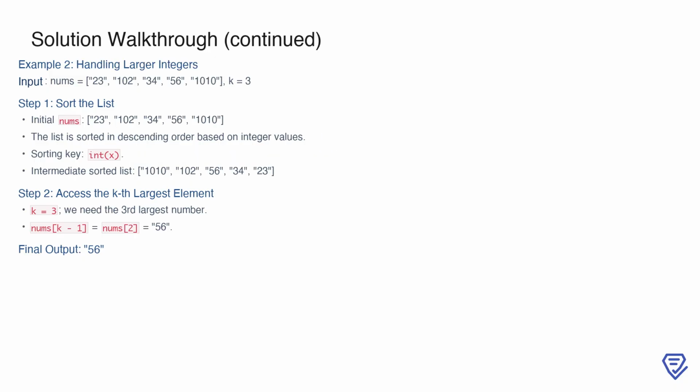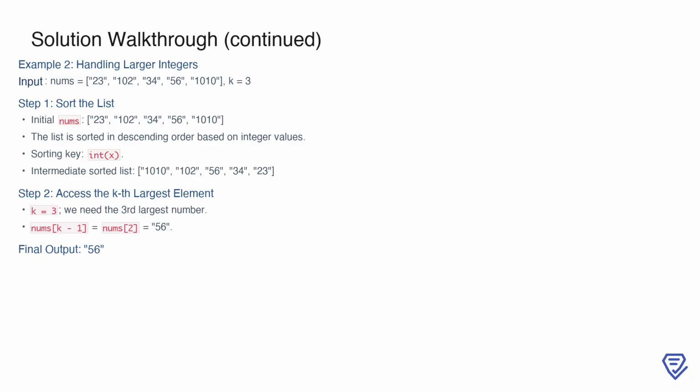Now let's consider a slightly more complex example where the input list contains larger integer values as strings, 23, 102, 34, 56, 1010, and k is 3. Just like before, we sort the list in descending order based on their integer values using the same sorting key, int(x). This produces the intermediate sorted list, 1010, 102, 56, 34, 23.